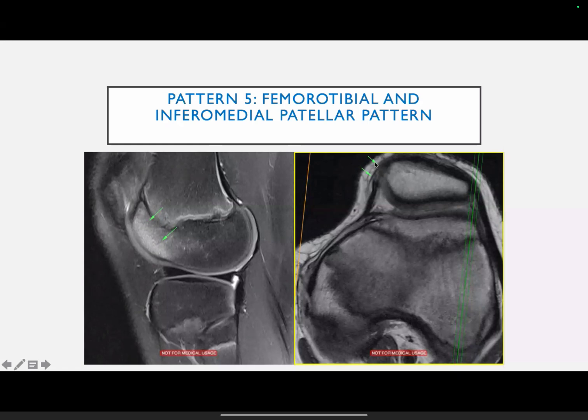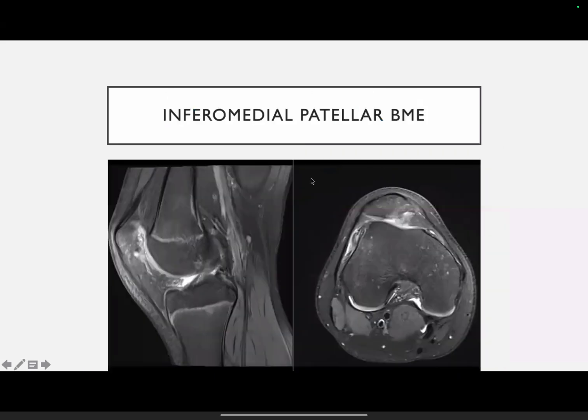Okay, so this is a case of patellar dislocation or patellar instability, and in this case, it is the medial patellofemoral ligament which is injured here. So this is the inferomedial patellar involvement. You can see here, and there is an associated osteochondral injury at the site which is leading to this pattern.